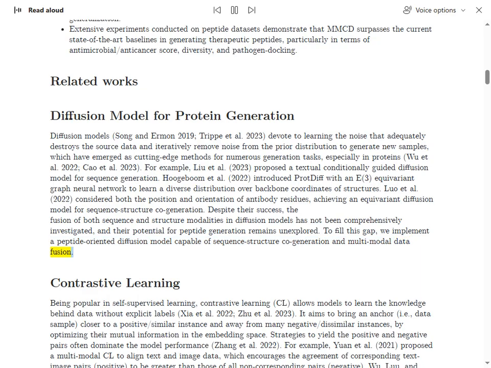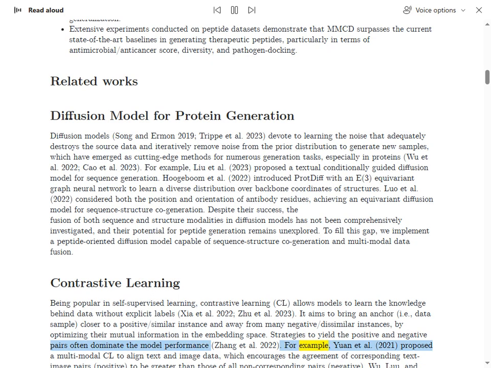data fusion. Contrastive learning. Being popular in self-supervised learning, contrastive learning (CL) allows models to learn the knowledge behind data without explicit labels. Xia et al. 2022, Zhu et al. 2023. It aims to bring an anchor, i.e., data sample, closer to a positive/similar instance and away from many negative/dissimilar instances by optimizing their mutual information in the embedding space. Strategies to yield the positive and negative pairs often dominate the model performance.